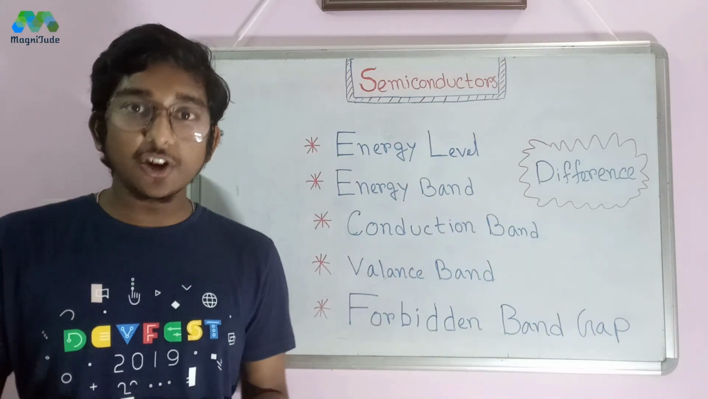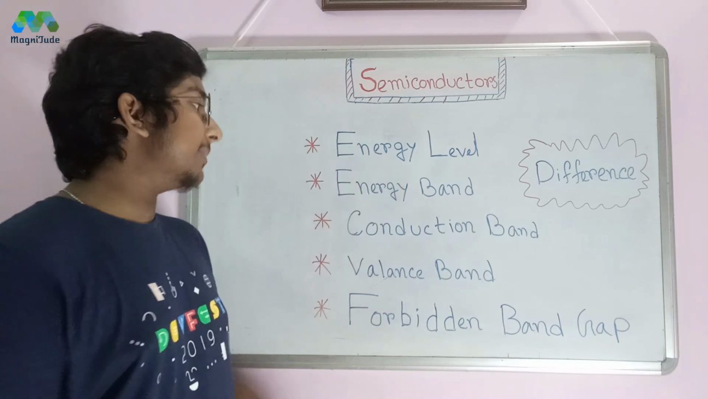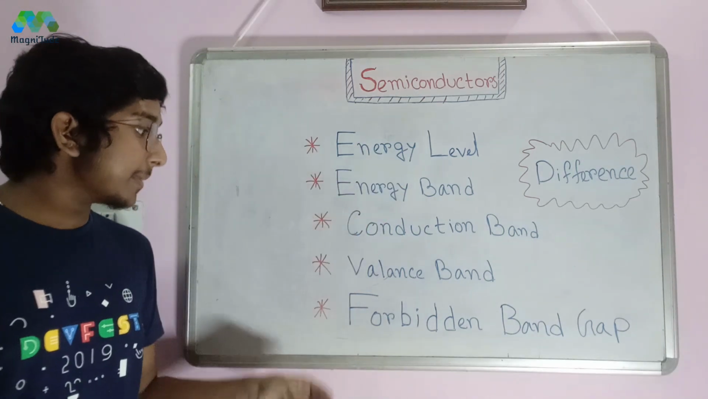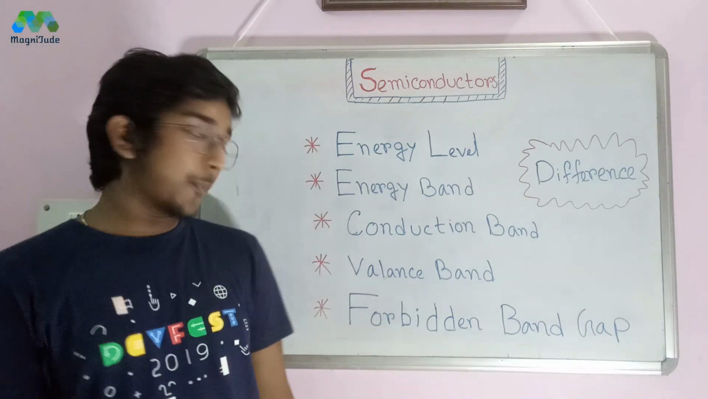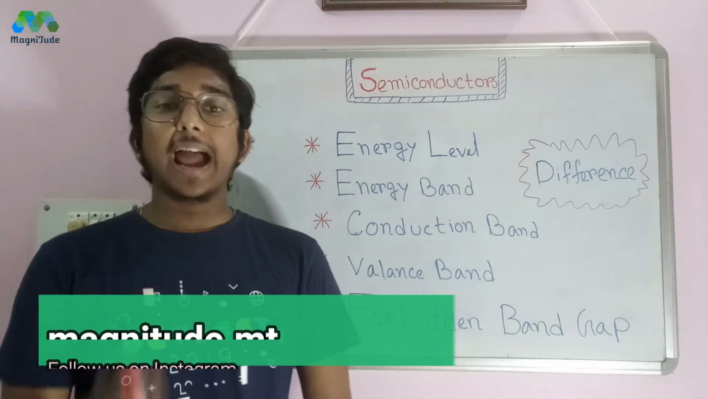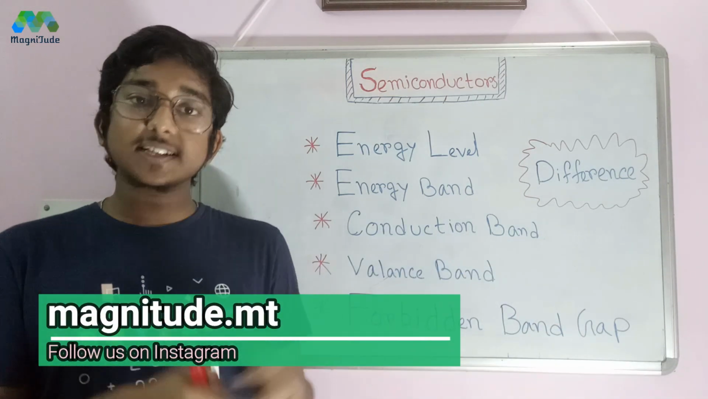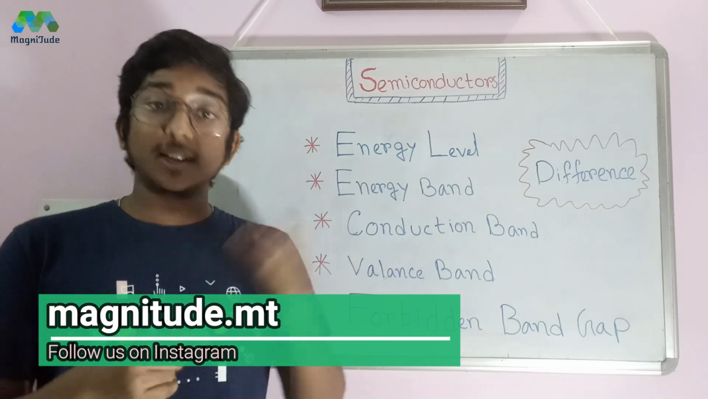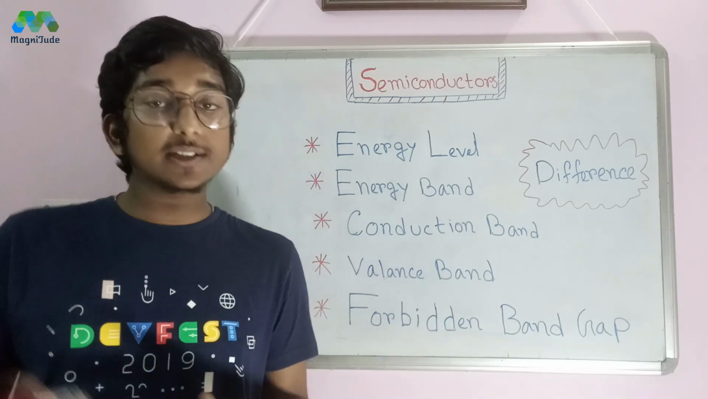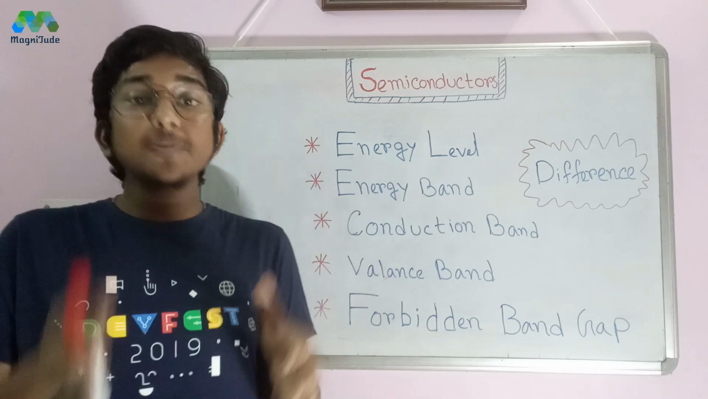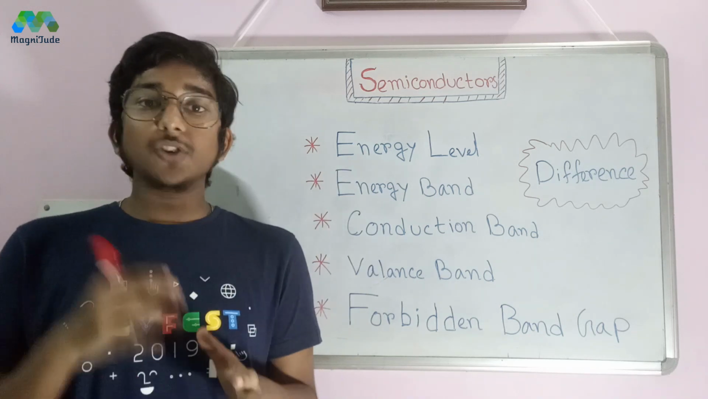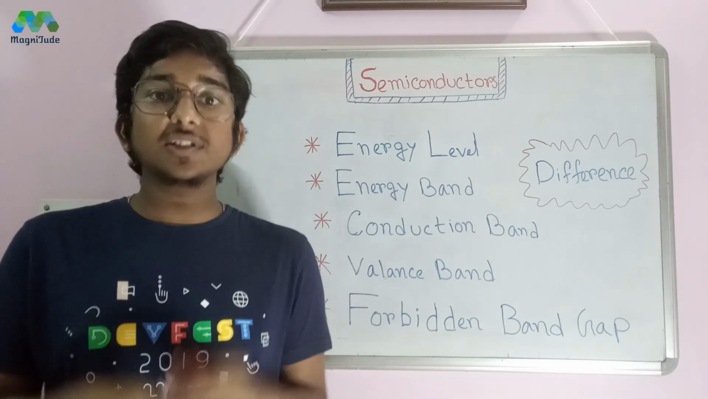In this video, we are going to discuss the energy levels, energy band, conduction band, valence band, and the most important forbidden band gap. At the end, we will also discuss the difference between a conductor, semiconductor, and insulator depending upon the energy band diagram.